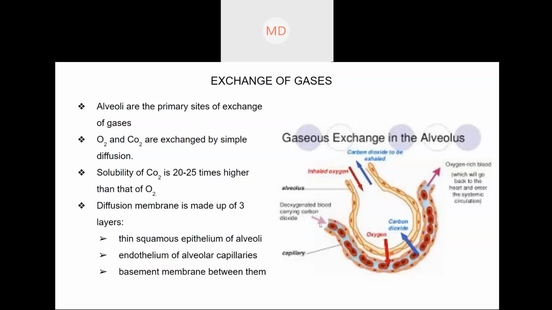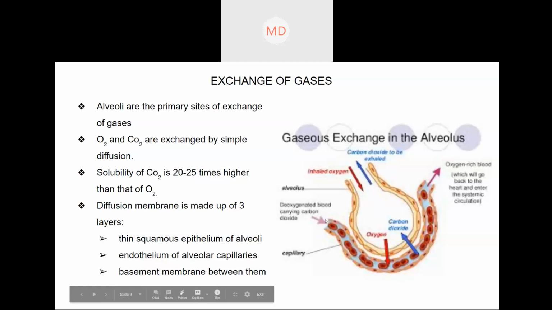So what happens? This is a blood capillary through which blood flows. The inhaled oxygen goes through here. Then the oxygen diffuses through this membrane and mixes with the red blood cells. They are absorbed by the red blood cells, and then they are carried all around the body.